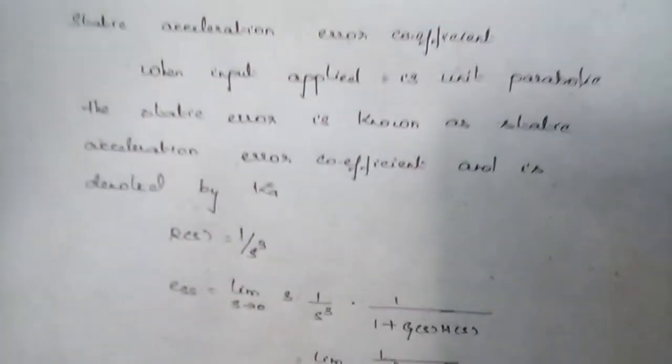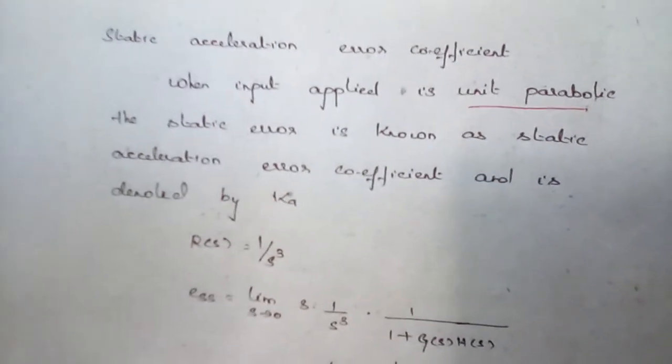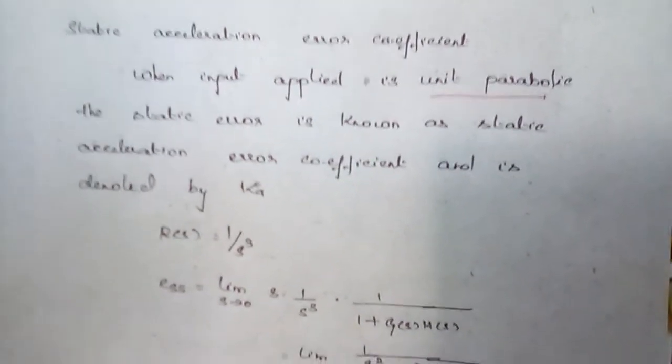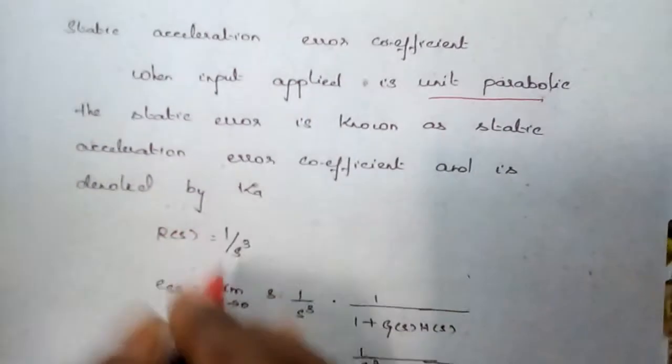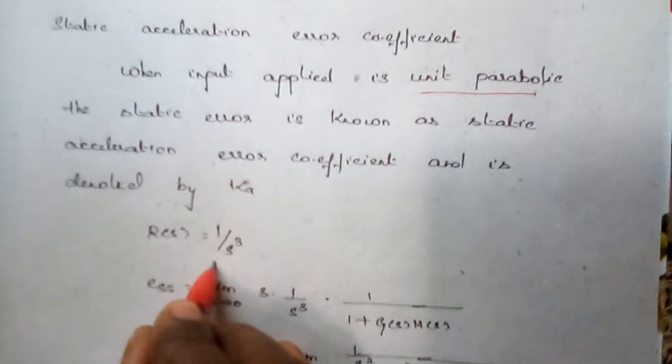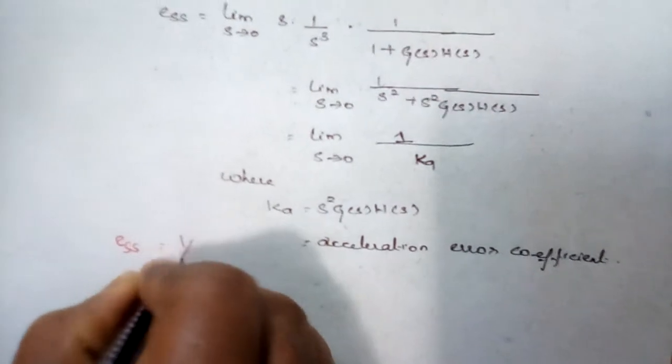Similarly, for the acceleration error, I give the input as a parabolic input, and I have the acceleration coefficient Ka equal to limit s tends to 0 of s square G of s H of s. The parabolic input I take here is 1 divided by s cube. Substituting in the steady state error, my ESS will be equal to 1 by Ka.